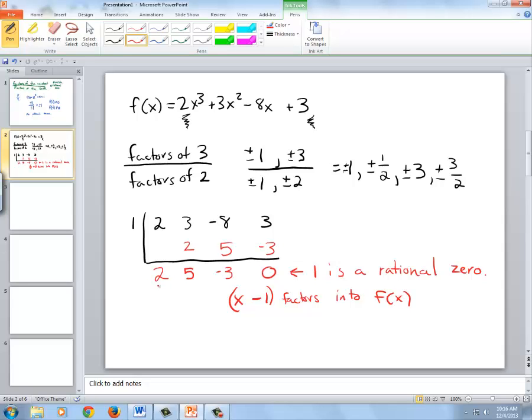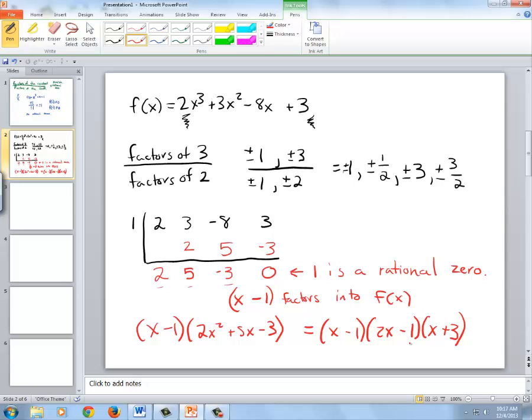So we can rewrite this now with our new dividend. Okay? So we have x minus 1, and we have 2x squared plus 5x minus 3. All right, now with this we can check more values if you'd like, or we can simply try to factor it. And it turns out this factors really nicely. This equals x minus 1 times 2x minus 1 and x plus 3.